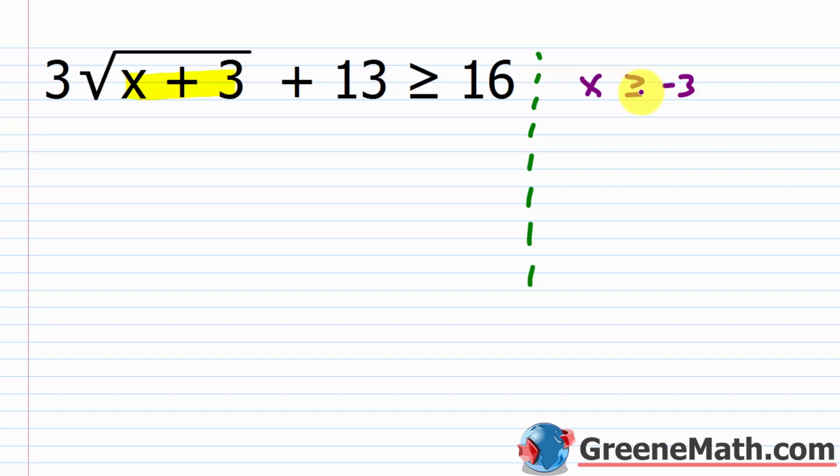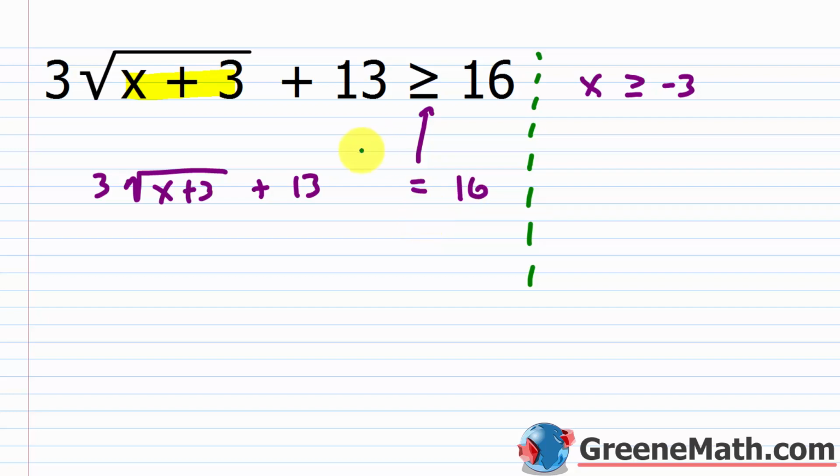So now let's talk about solving the inequality. The way I'm going to do this is I'm going to replace this inequality symbol with equals, and I'm going to solve the resulting equation. So I'm going to have 3 times the square root of x plus 3, then plus 13 is equal to 16. Okay, so I'm going to solve this. I'm going to get my boundary, okay, and then I'm going to look at my number line, and I'm going to test each side of the boundary, okay? So how do we solve this?